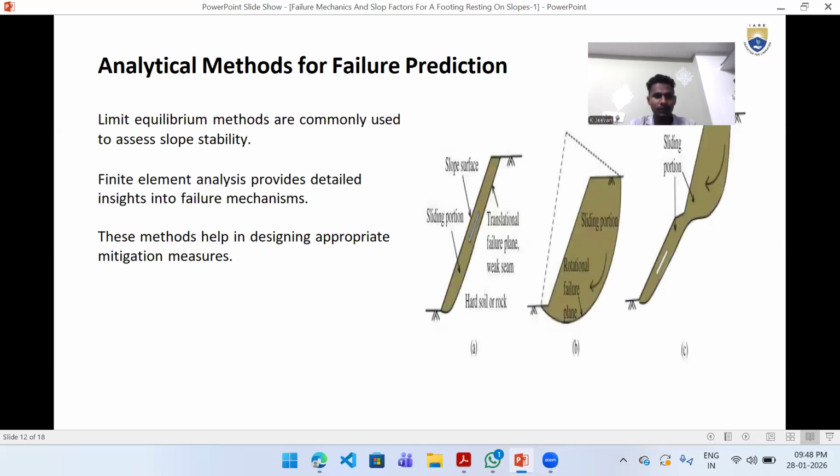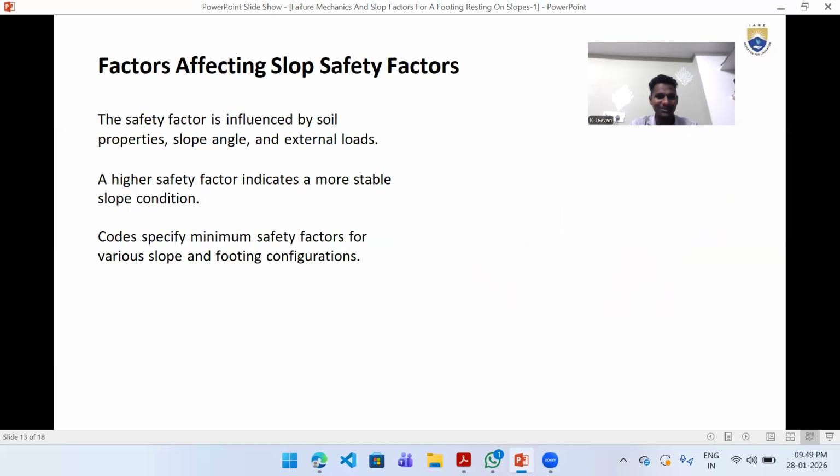Analytical methods for failure prediction. Limit equilibrium methods are commonly used to assess slope stability. Finite element analysis provides detailed insight into failure mechanics. These methods help in designing and measuring factors affecting the safety factor.